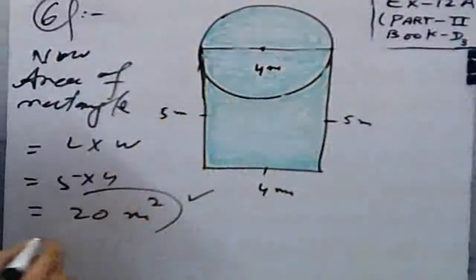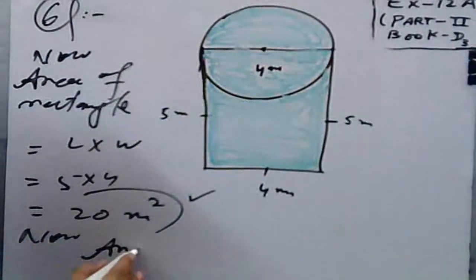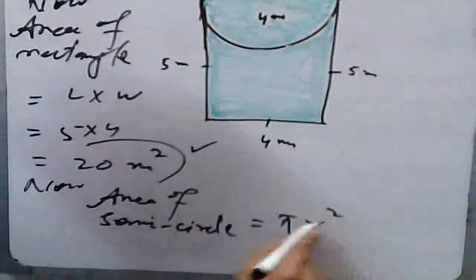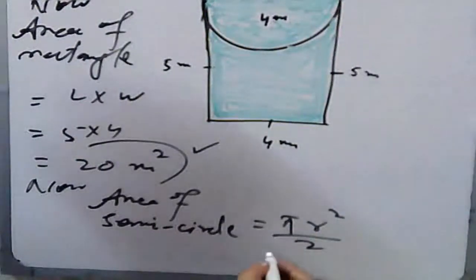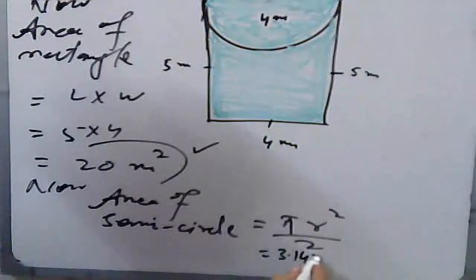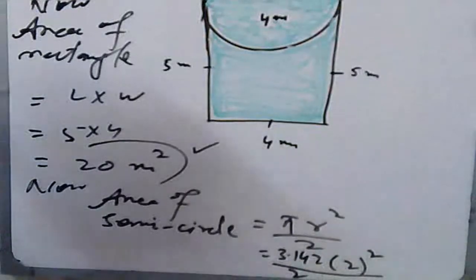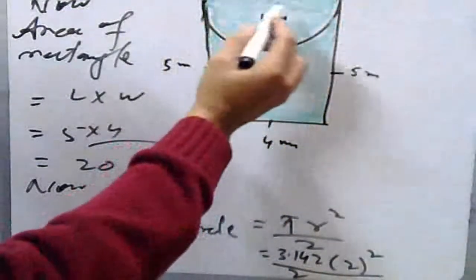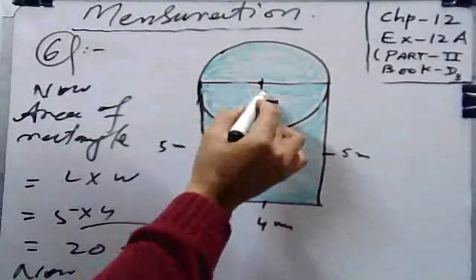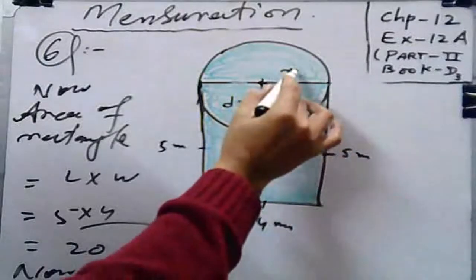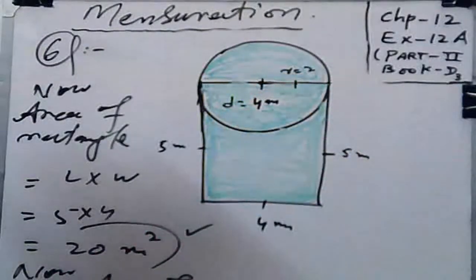Now the area of a semicircle. Area of a semicircle is equal to pi r square divided by 2. After putting the values, pi is 3.142 and r is 2, divided by 2. You can see, because here is your diameter, this one is actually the diameter, but you need only the radius, so that's why we use 2. So that's why we have used it.